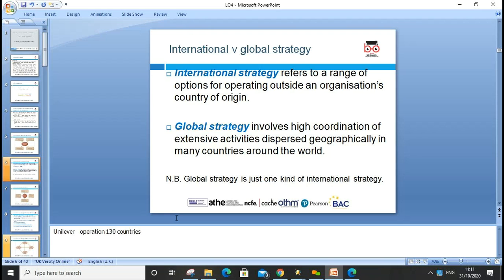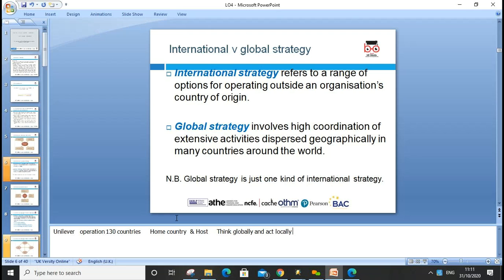Unilever has operations in 130 countries. So that's international strategy: home country and host country. Host country is where your operation is, and home country is where you're from. The same strategy is not enough, because every country has a different culture, so we need to think globally.